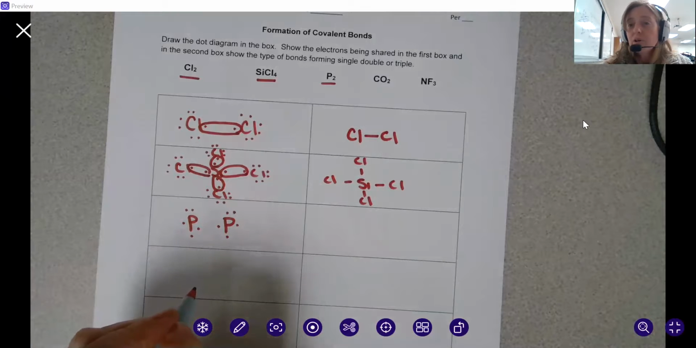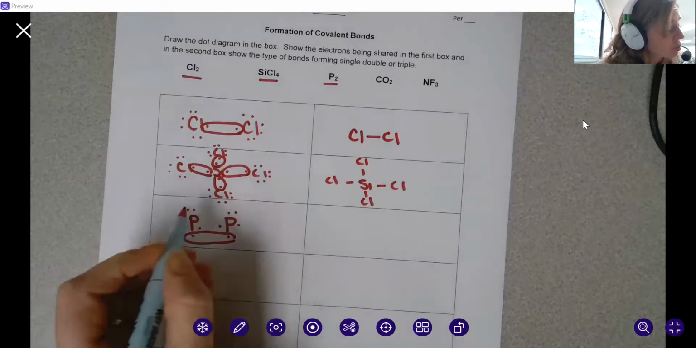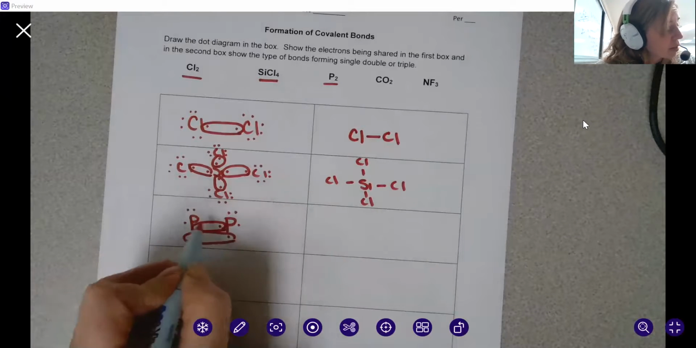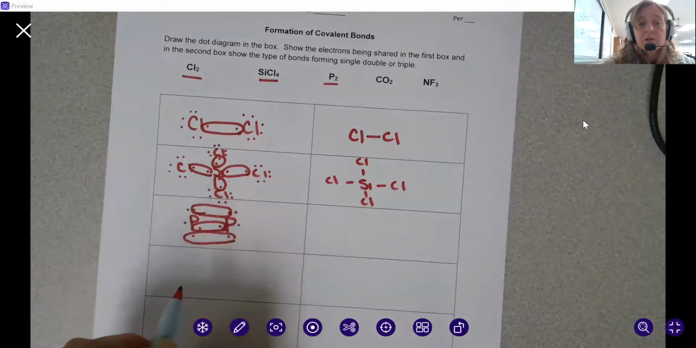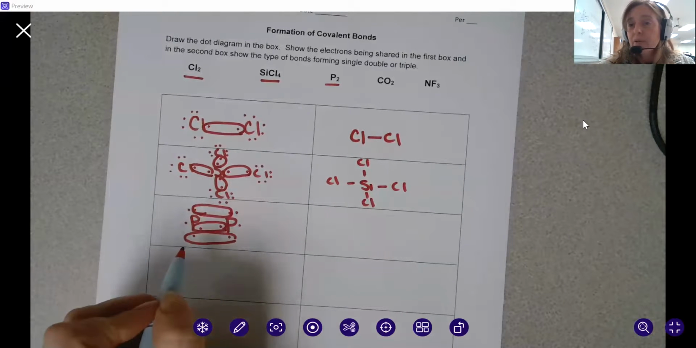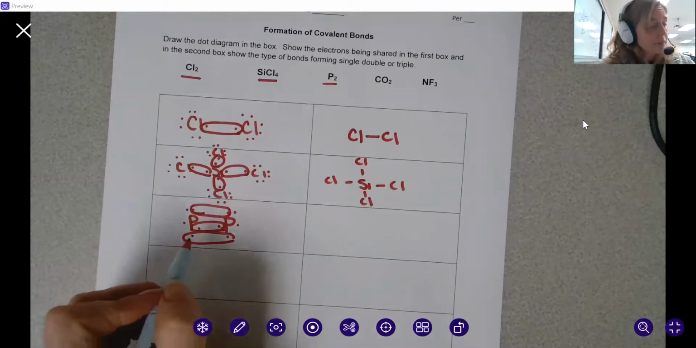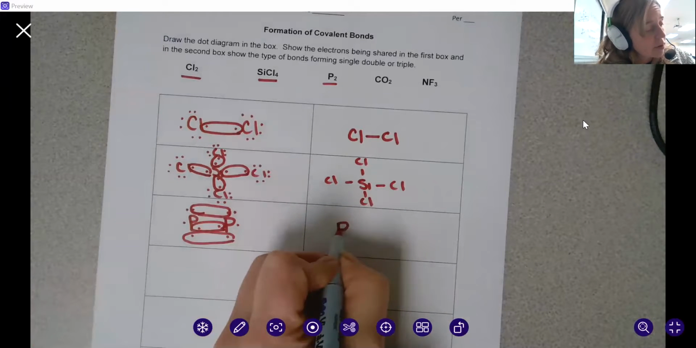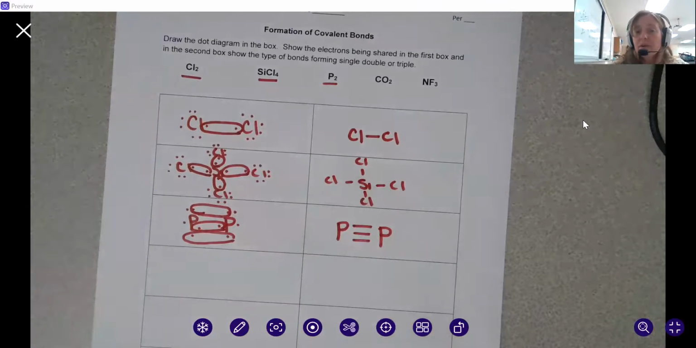Okay, so each phosphorus has to share 3 electrons to make 8. So it's going to share 1 here between the 2, another 1 here, and another 1 there. Okay, so it's sharing a total of 3 electrons because each phosphorus needs 3 to make 8. So now when I draw it over here, I'm going to draw 1, 2, 3, and there's my phosphorus. Now this has a triple covalent bond.